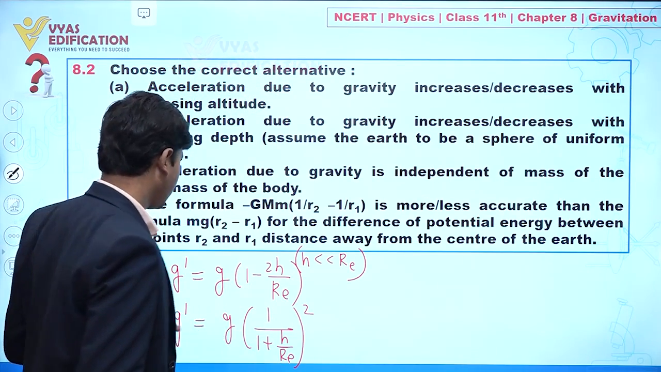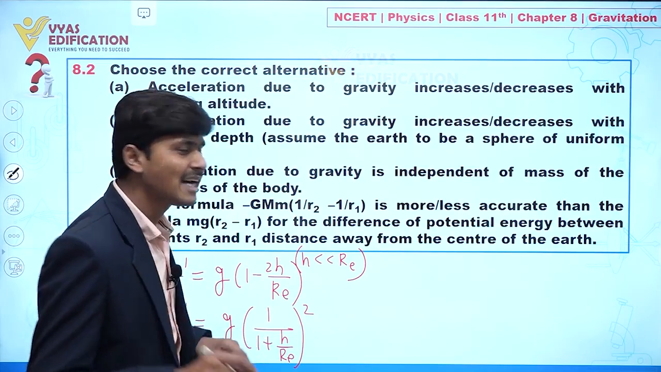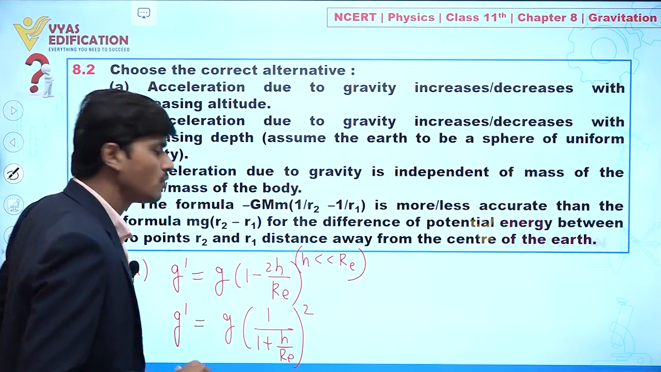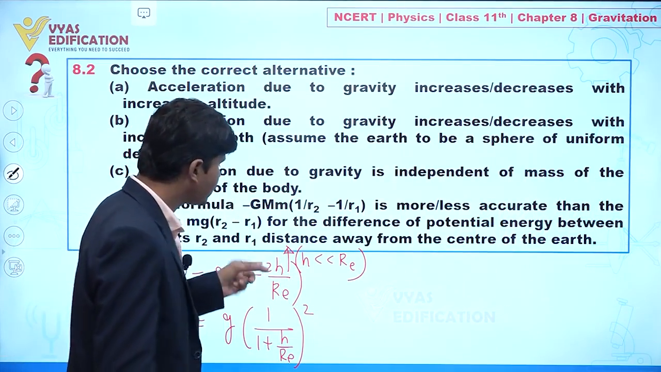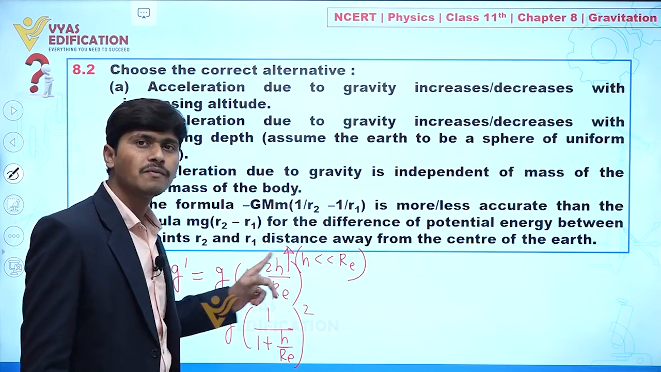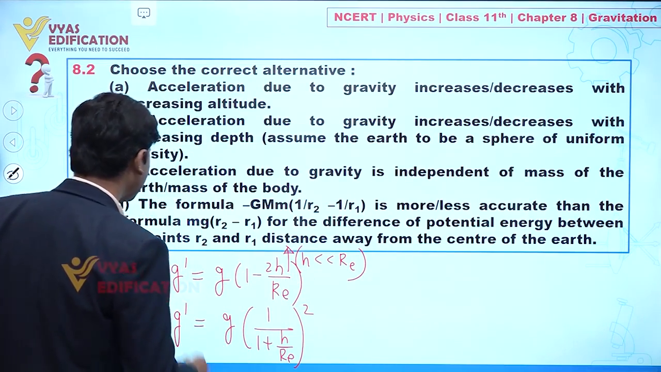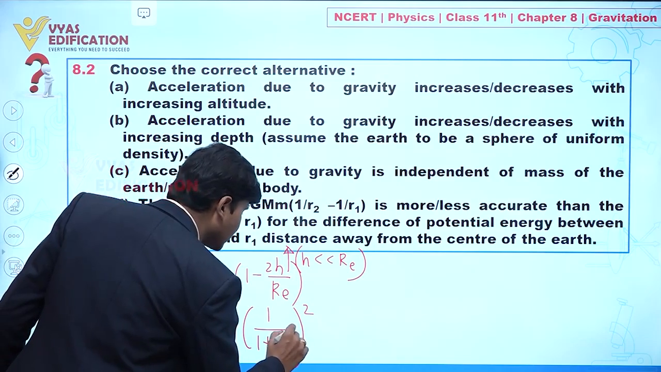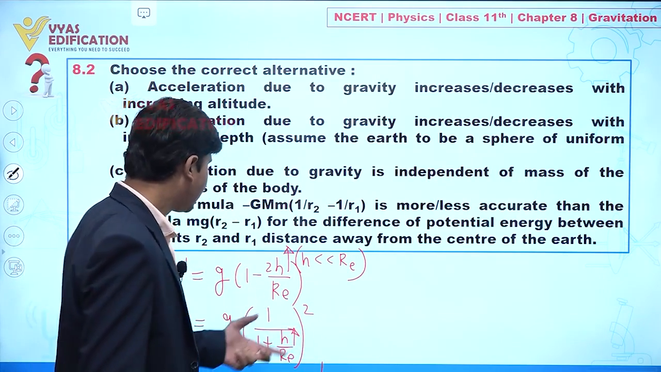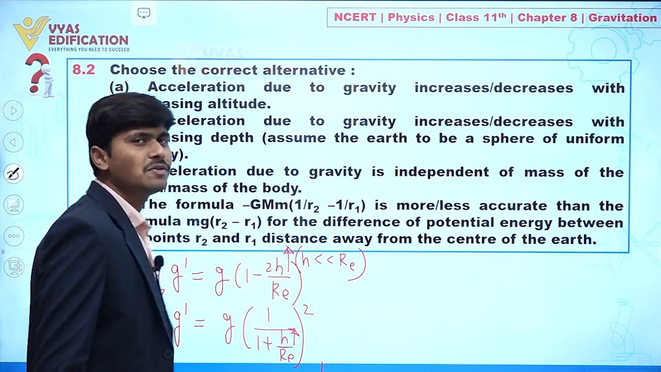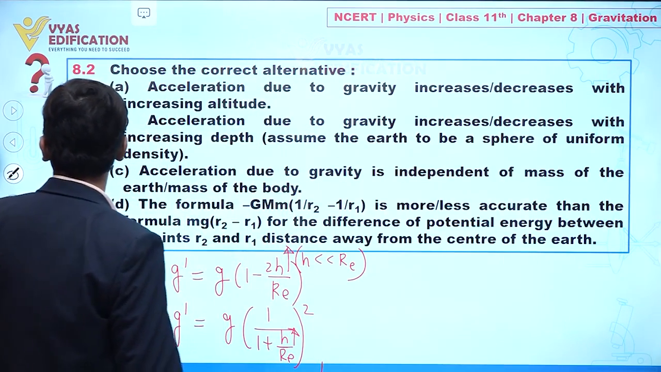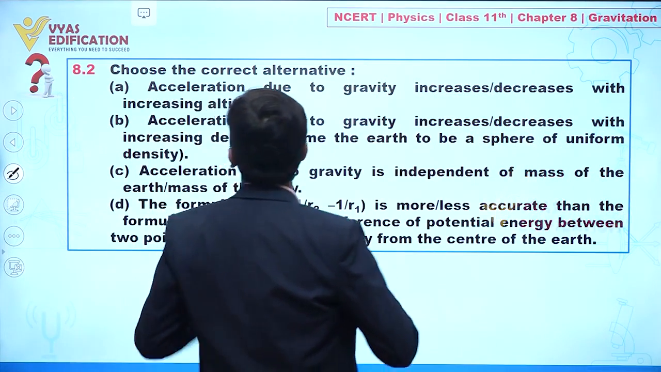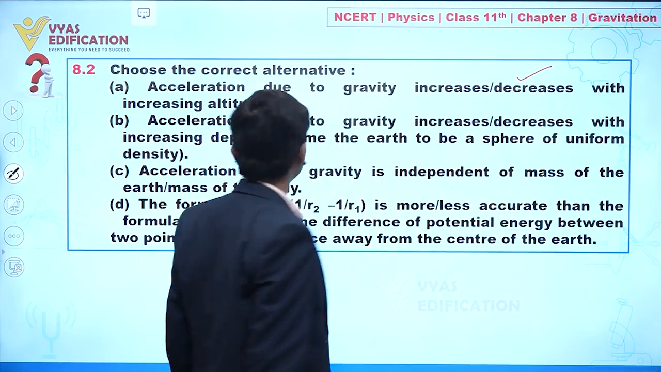So from here, if we are increasing height, acceleration due to gravity with increasing altitude: when h is increasing, this factor is increasing. When we are subtracting it from 1, this factor is decreasing. So I can say acceleration due to gravity decreases. You can also see that if we increase h, the denominator increases, and when the denominator increases, the value of g' decreases. So the correct option here is that acceleration due to gravity decreases with increasing altitude.